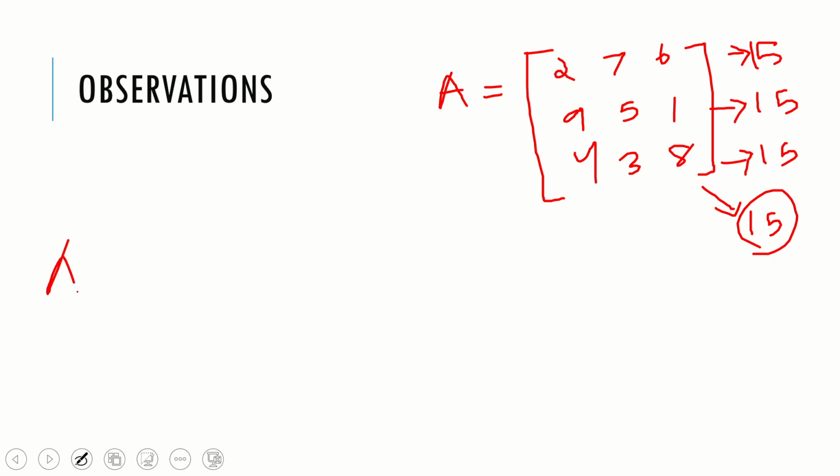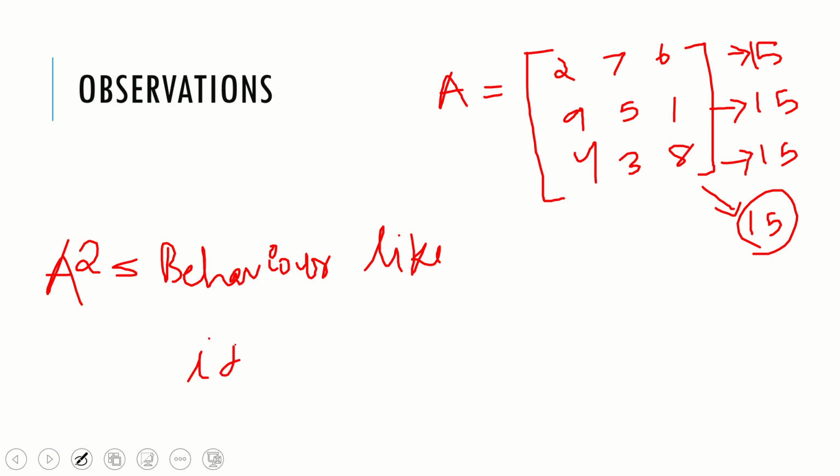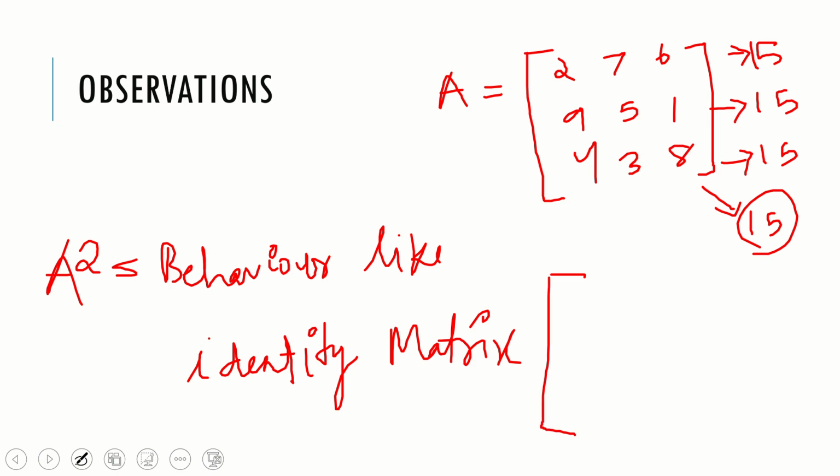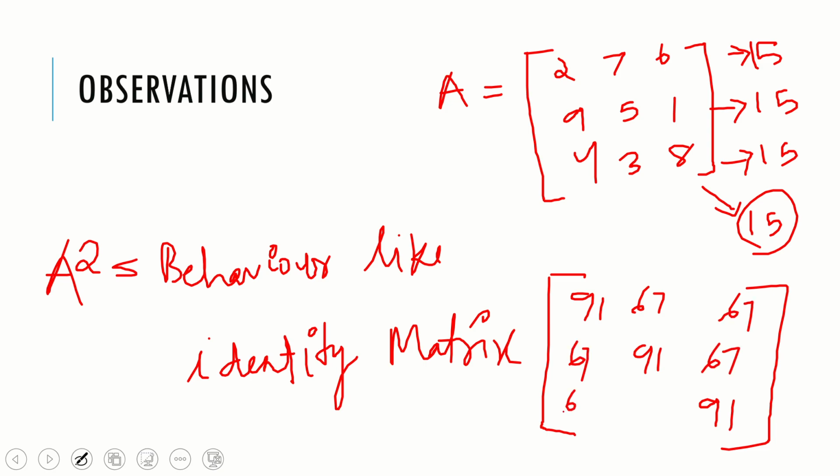I am putting the observations from the first lecture only. And if you have found the A square, it has a behavior like an identity matrix. Please check the first lecture once again. There I explained how it behaves like an identity matrix. There we found that here it is 91, 91, 91, 67, 67, 67, 67, 67, 67. This type of behavior came.